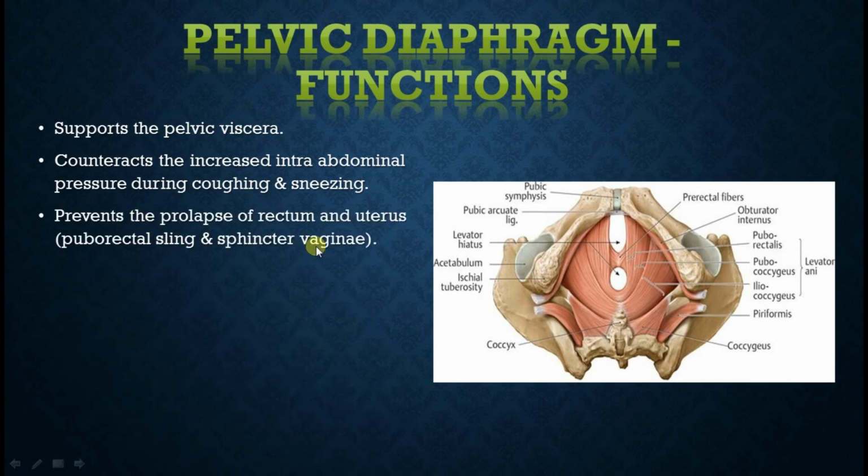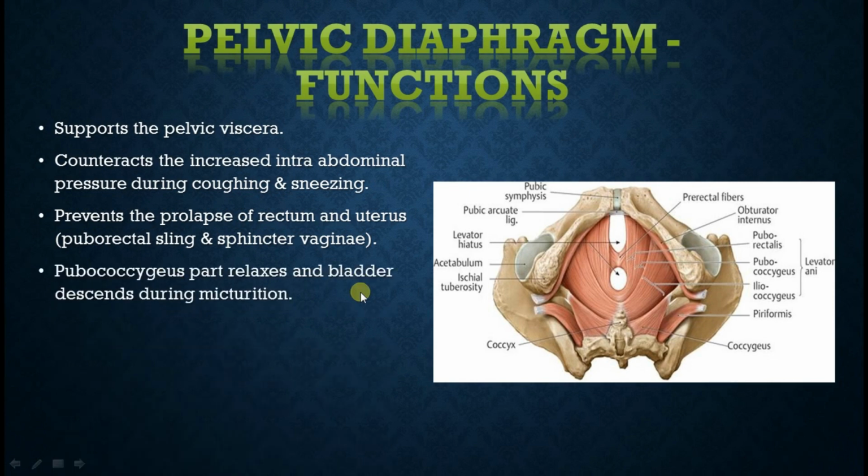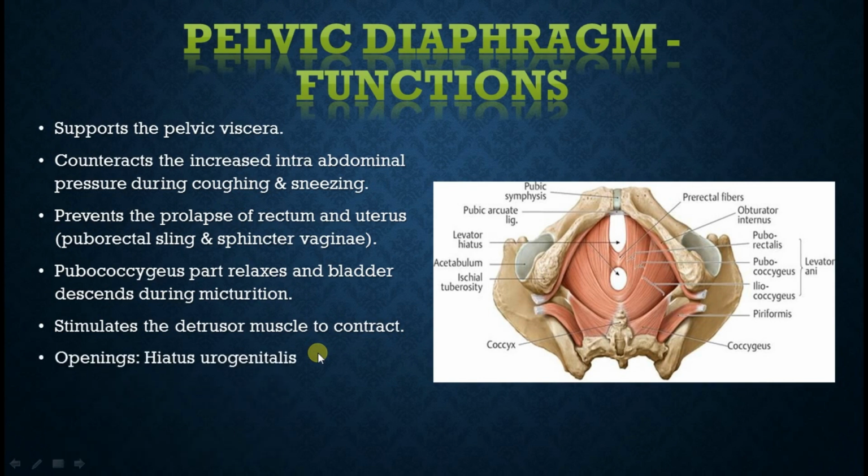So it prevents the prolapse of the rectum by the puborectalis sling, maintains the anorectal junction, and also the pelvic diaphragm holds the uterus, thereby preventing the prolapse of the uterus into the vagina. The pubococcygeus part relaxes and also aids in micturition, bladder relaxation, and stimulates the detrusor muscle to contract. So that is one more necessary function of the pelvic diaphragm.